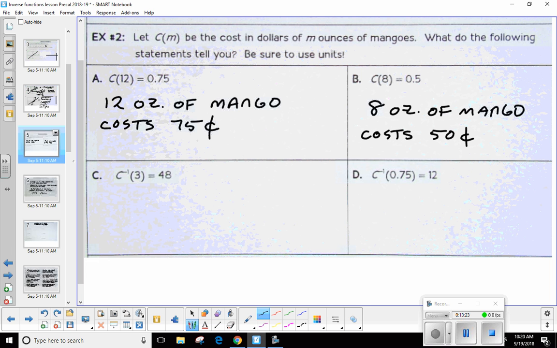I just like saying that word, mango. Somebody wants to say that word with me? Mango. A few people said mango. Thank you. Okay, just a fun word to say.